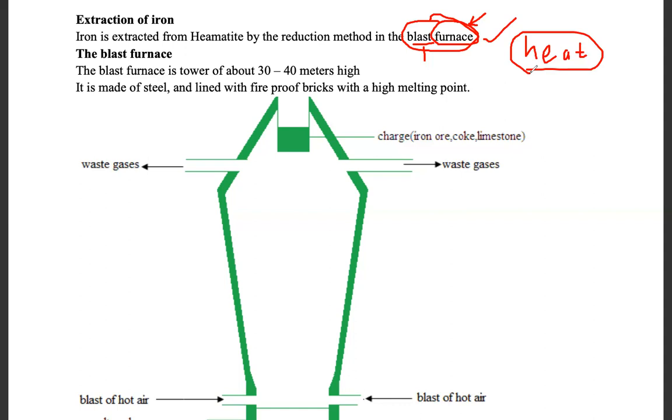So the blast furnace is the name of a very huge chamber or a tower where the extraction is done. Research reveals that it's a very big thing, actually 30 to 40 meters in height. It's quite huge.